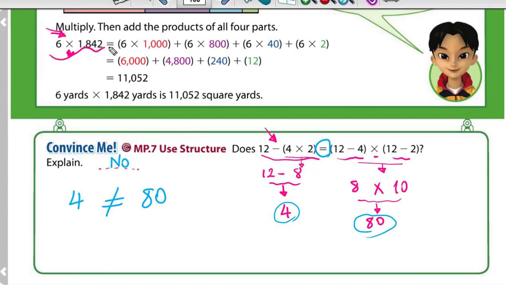When it's times, yes, we do distributive. When it's minus, we cannot distribute minus. We only distribute times. Again, we only distribute times. We distribute multiplication. Do not distribute minus and do not distribute plus. Okay, let's move to the next page.